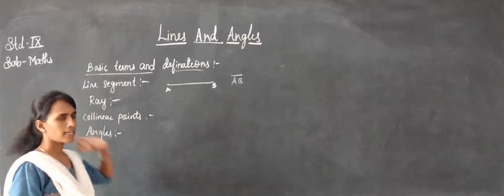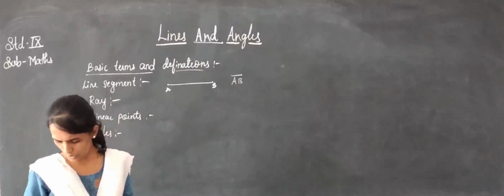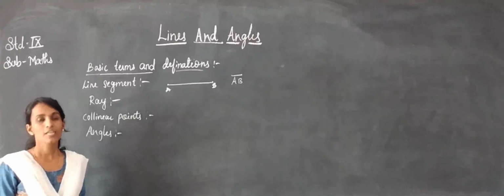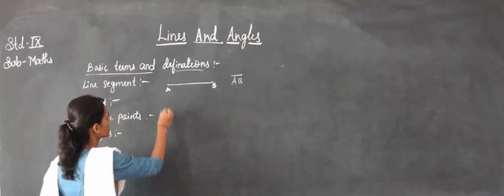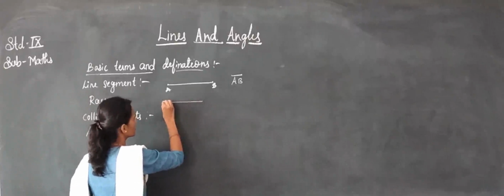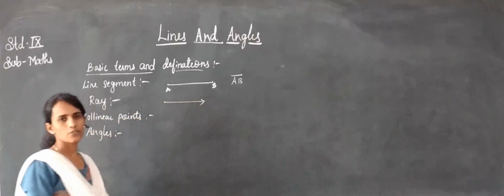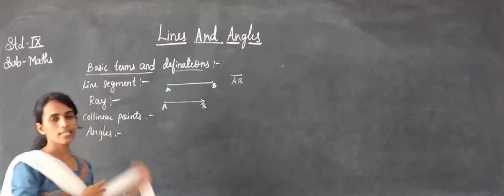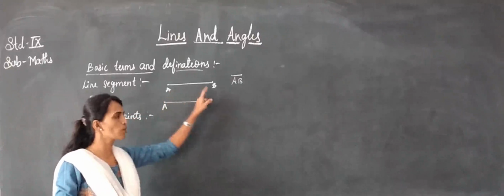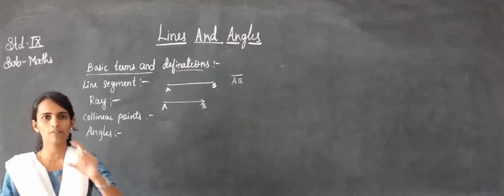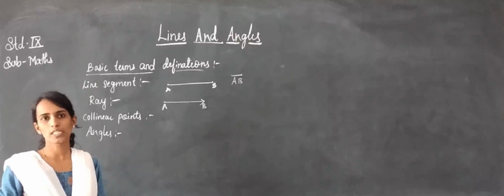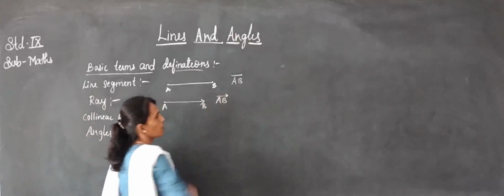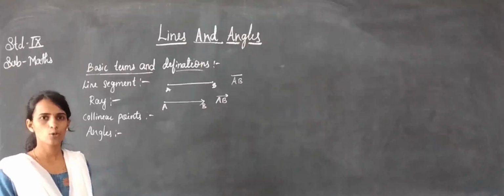Next one, ray. What is a ray? That is also a part of a line. A ray is a portion of a line with one endpoint. This is the endpoint and this continues on. This we call a ray. So a ray has only one endpoint, while a line segment has two endpoints. Both are portions, or parts, of the line only. It is denoted by AB with an arrow mark on top.